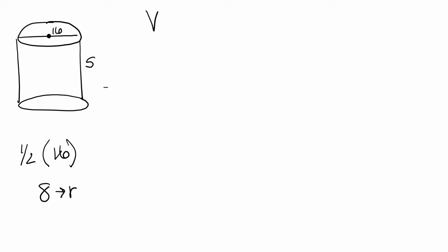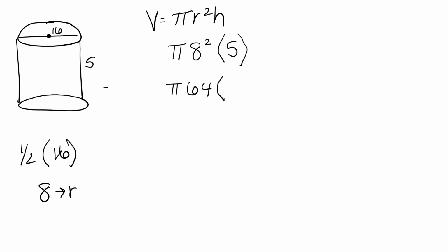We use our formula, V equals pi r squared h, plugging in our radius 8 that we found earlier and our height 5. We solve the exponents first. 8 squared is going to give us 64. We multiply the 64 times the height 5 to get 320. And then we multiply by pi.